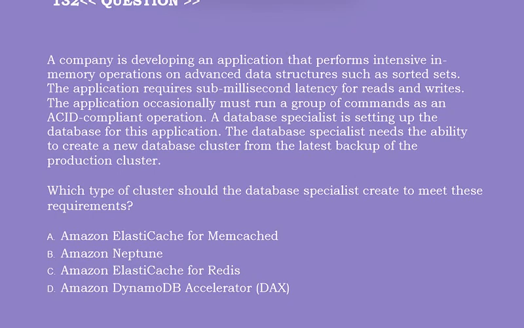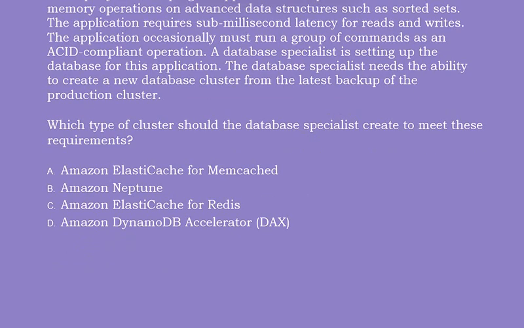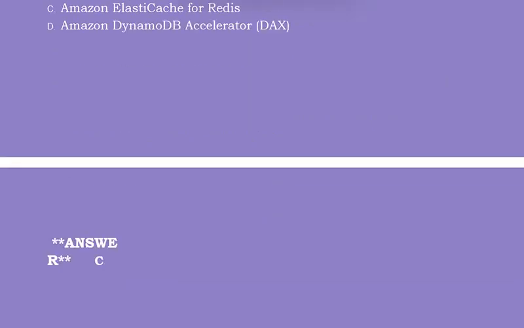Option A, Amazon ElastiCache for Memcached. Option B, Amazon Neptune. Option C, Amazon ElastiCache for Redis. Option D, Amazon DynamoDB Accelerator (DAX). Correct answer is option C.